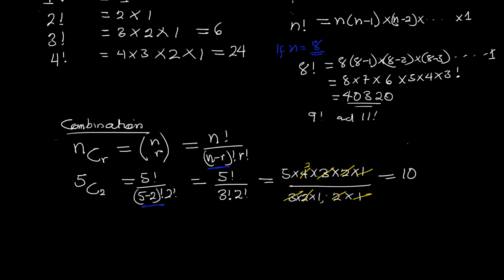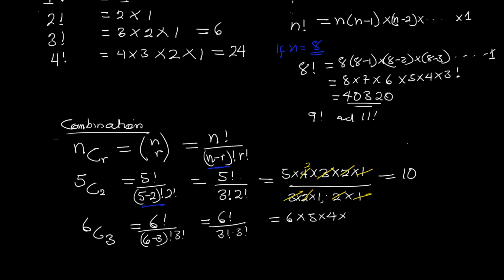The next example is if we have 6 combination 3. This is equal to 6 factorial over 6 minus 3 factorial times 3 factorial. We can write this as 6 factorial over 3 factorial times 3 factorial. And this will be given by 6 times 5 times 4 times 3 factorial.